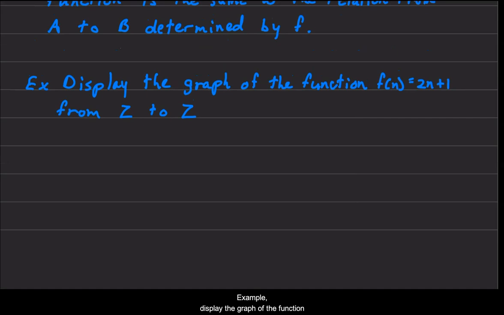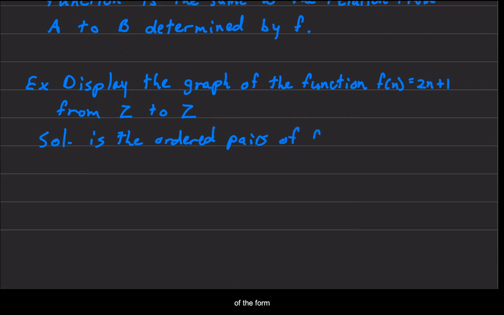Example: display the graph of the function f of n is equal to 2n plus 1 from integers to integers. And the solution is the ordered pairs of the form (n, 2n plus 1), obviously where n is from the domain set of integers. So we could plot a couple of these if we wanted to.